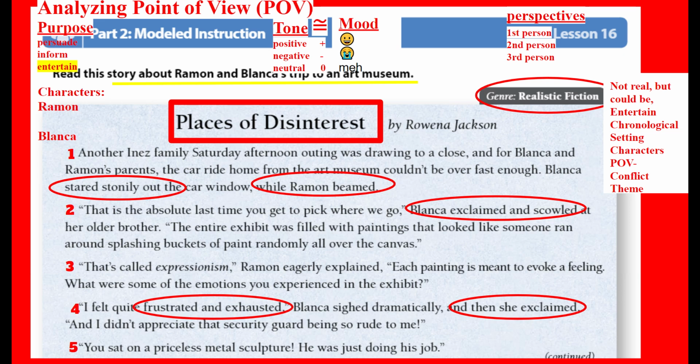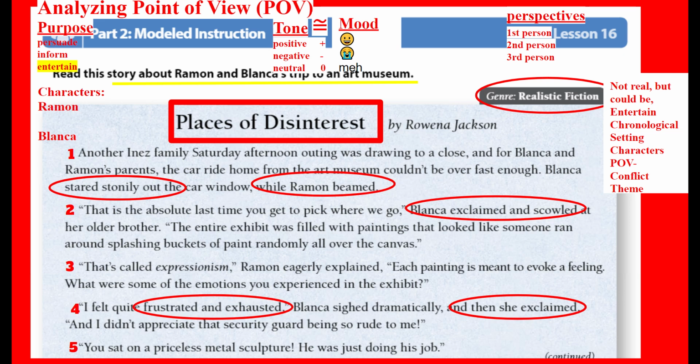All right, so now we are going to take a minute and look at Raymond and see how his actions and emotions differ a little bit from Blanca's. So, in paragraph number 1, that last phrase, it says Raymond beamed. So, if you are beaming, do you think you're happy or kind of upset? Probably happy, right? So, I want you to think of like a beam of sunshine. Sunshine's warm. So Raymond is beaming.